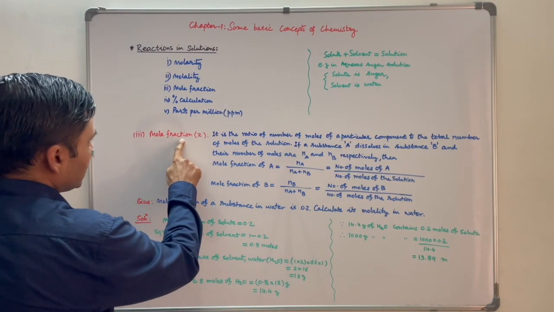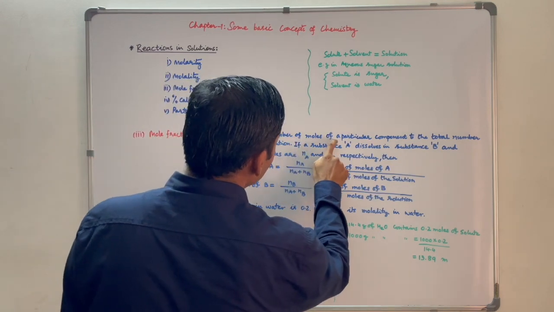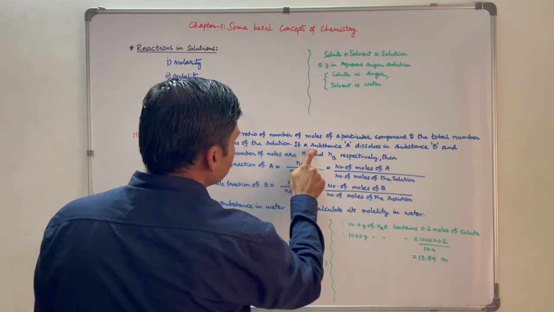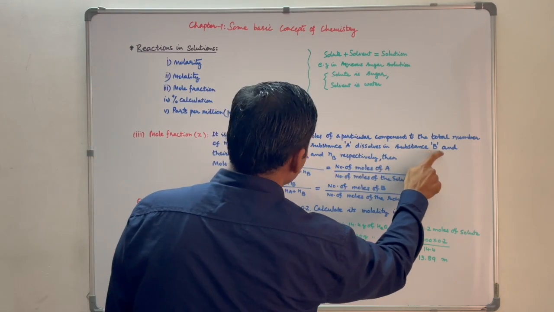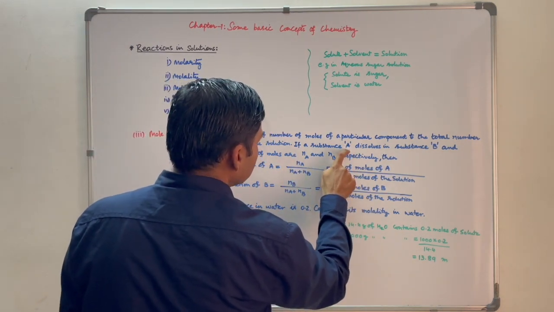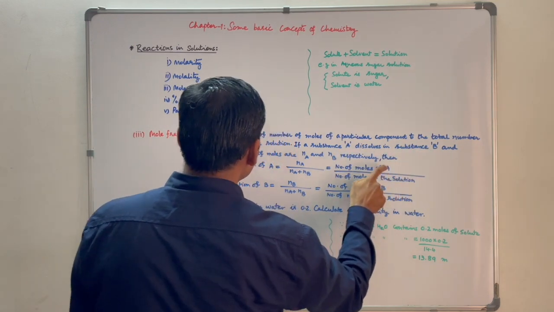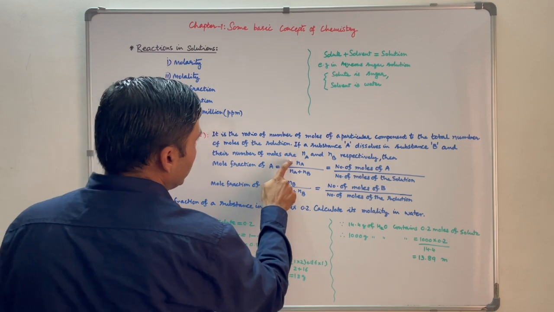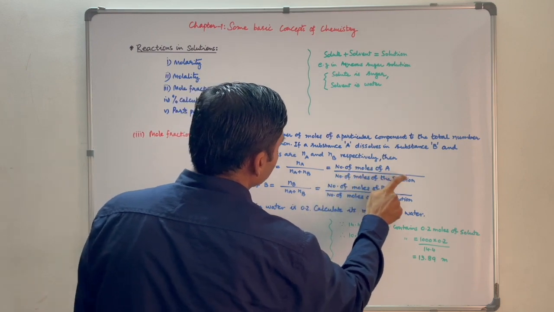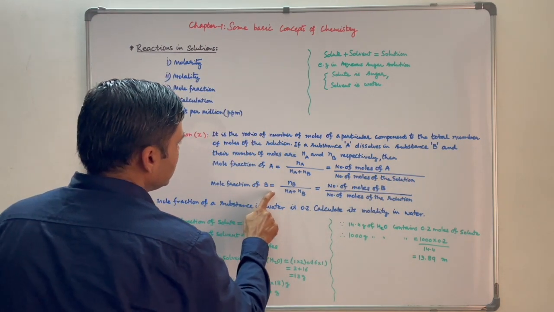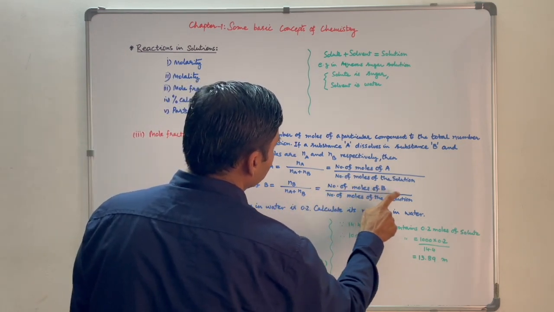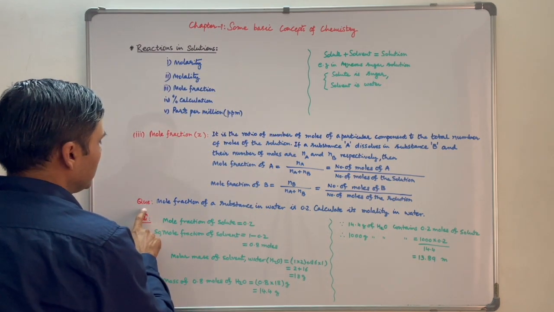Third one is mole fraction. It is the ratio of number of moles of a particular component to the total number of moles of the solution. If a substance A dissolves in substance B and their number of moles are Na and Nb respectively, let's say A is solute and B is solvent, then mole fraction of A is equal to Na upon Na plus Nb. That is number of moles of A upon number of moles of the solution. And mole fraction of B is equal to Nb upon Na plus Nb. That is number of moles of B upon number of moles of the solution. Let us do one numerical based on it.